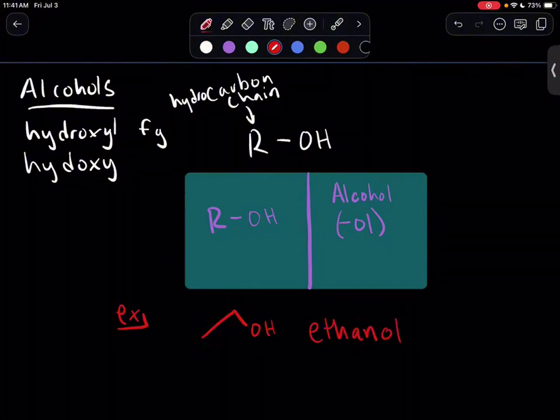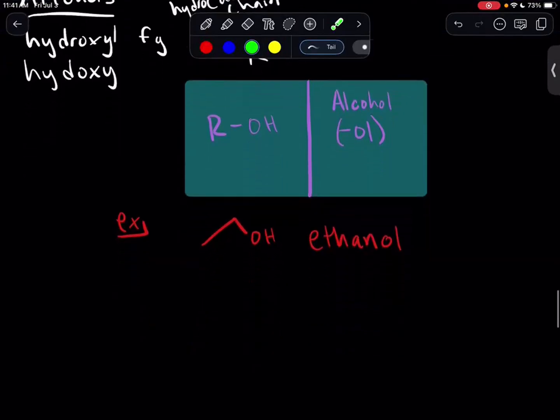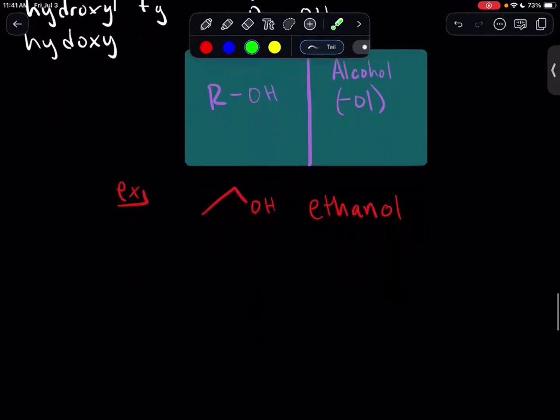And then ol, the suffix. So it all comes together here. One more time, eth refers to 2 carbons. An comes from the ane referring to the single bond here. Ol refers to the hydroxy functional group. That is ethanol. So that is alcohols. Moving on, we have aldehydes.